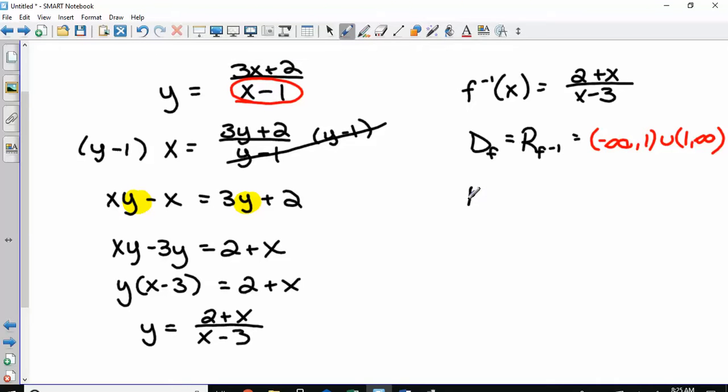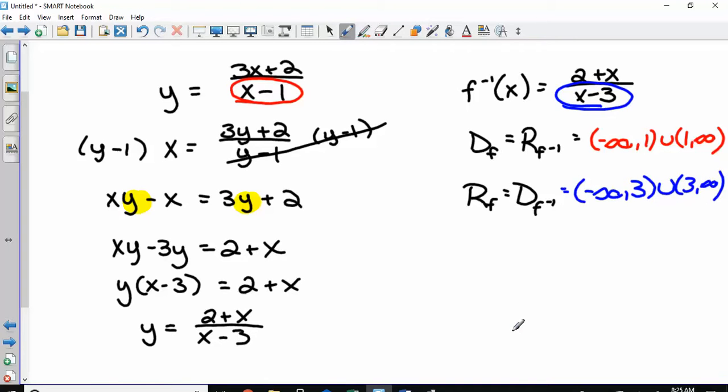Alright, the range of the original function. The y's in the original become the x's in your inverse. So what we did is we looked at the inverse and we found the domain of it. So what can x not be there? 3. So that would be negative infinity to 3, union 3 to infinity. Questions there?